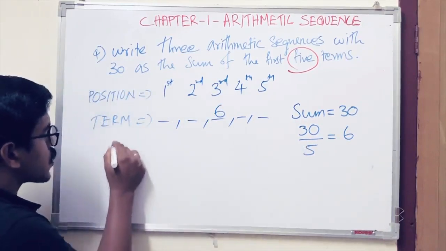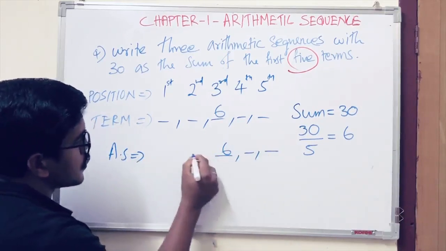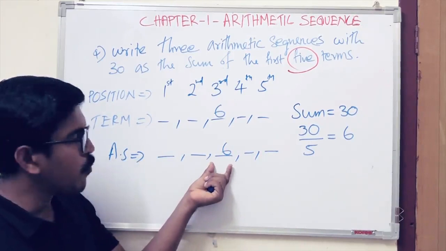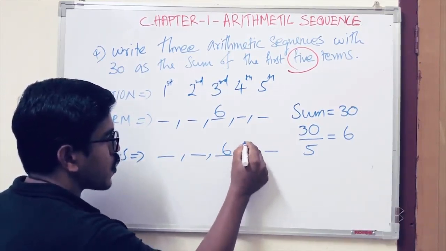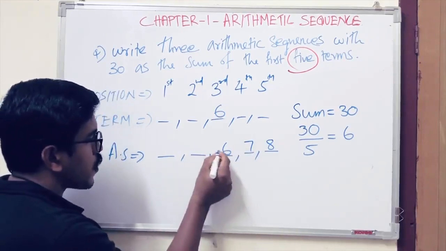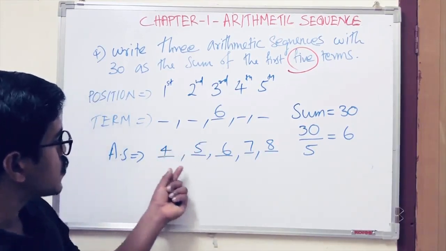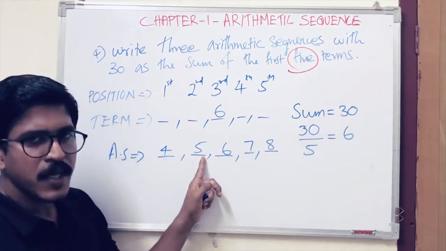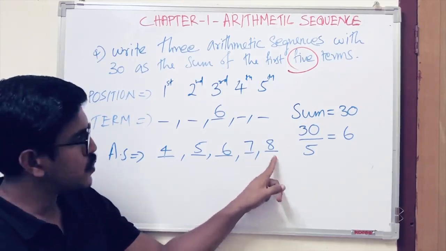Okay, now we can construct arithmetic sequences by fixing the center number as 6. Now here we can take any number as the common difference. That is, if I am taking 1 as the common difference, then 6 plus 1 is 7, 7 plus 1, 8. Here we need to subtract, that is 6 minus 1, 5, and 5 minus 1, 4. If you are adding these 5 terms, we will get the sum 30. We can check it: 4 plus 5, 9, 9 plus 6, 15, 15 plus 7, 22, 22 plus 8, 30.